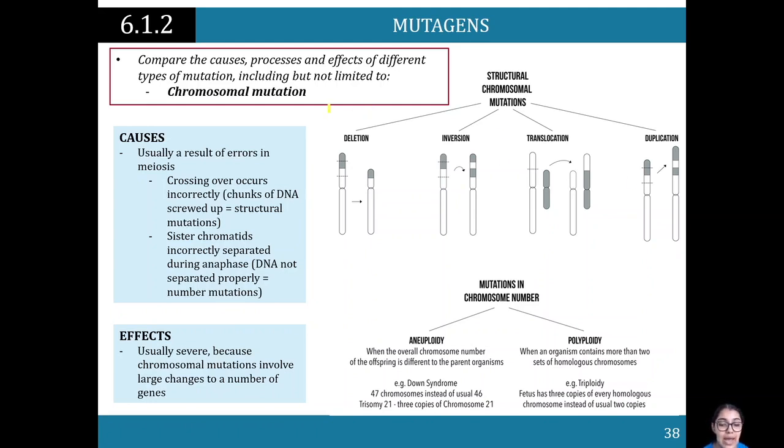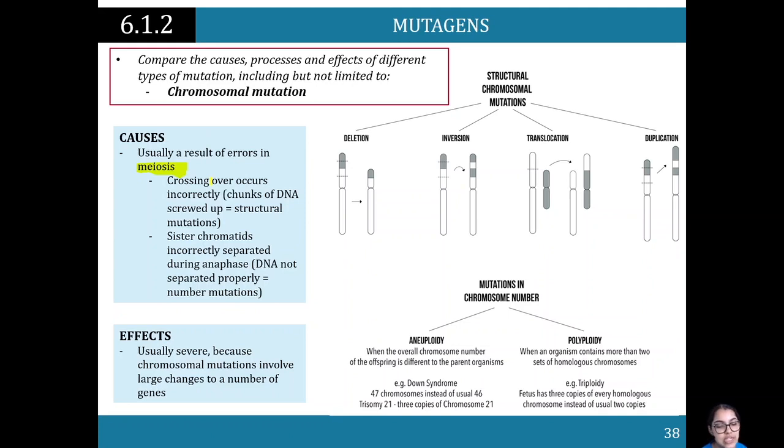Point mutations is the first one we looked at. The second thing we're going to look at is chromosomal mutations. This is where the entire chromosome is affected. And there are essentially two main causes for it. It generally is a result of errors that occur in meiosis, in the process where the gametes are being formed.